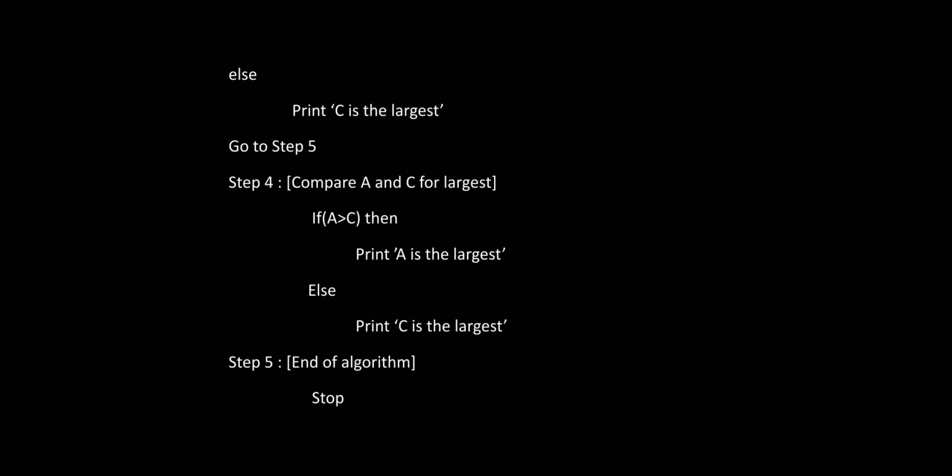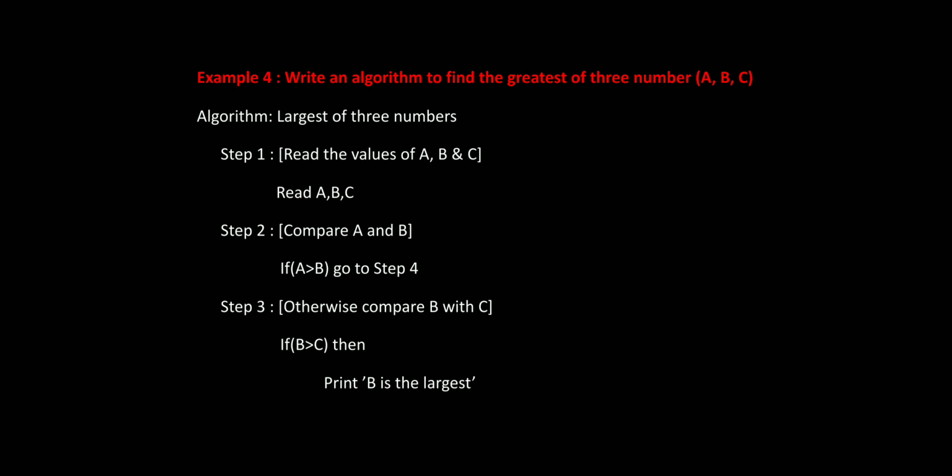We have to compare three values, that is A, B and C. First, compare A with B. In the next step, compare B with C. Again in the first step, A is compared with C and the particular result is printed. This is the algorithm for the greatest of three numbers.